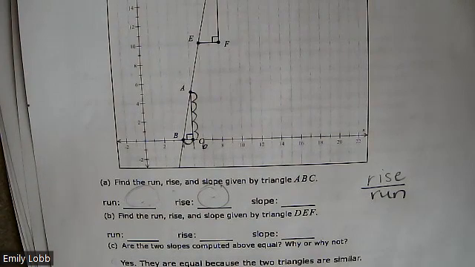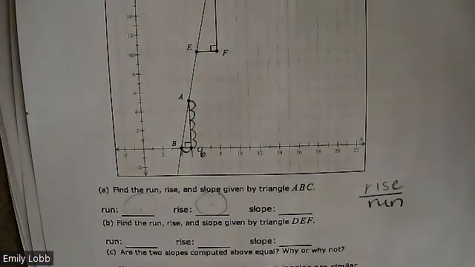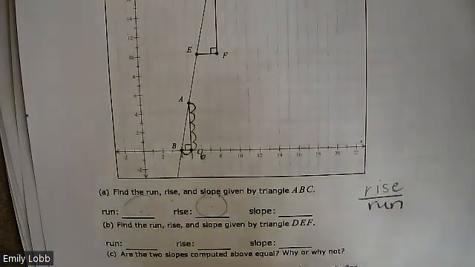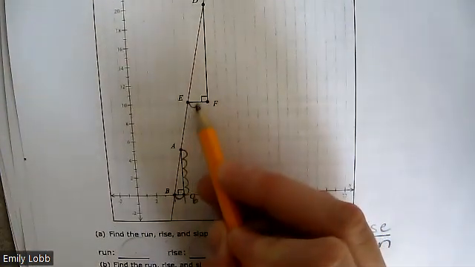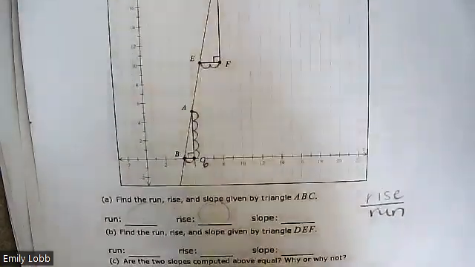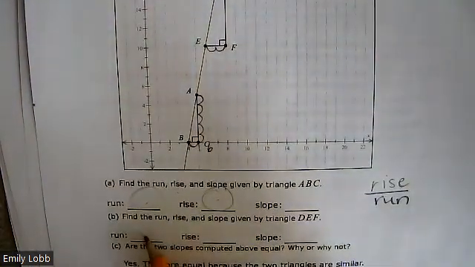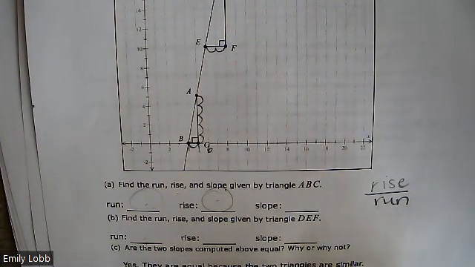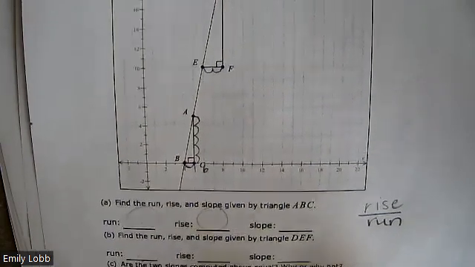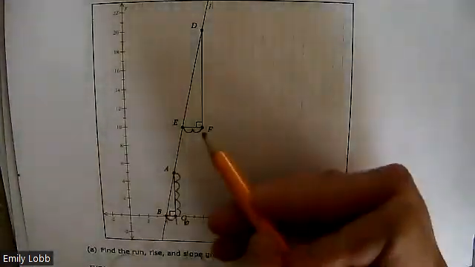Now we're going to do the same thing. Your run here for the big triangle, DEF, is right here. So EF is your run. So write your run here. Looks like I'm drawing alligators or something. And then your rise is FD.